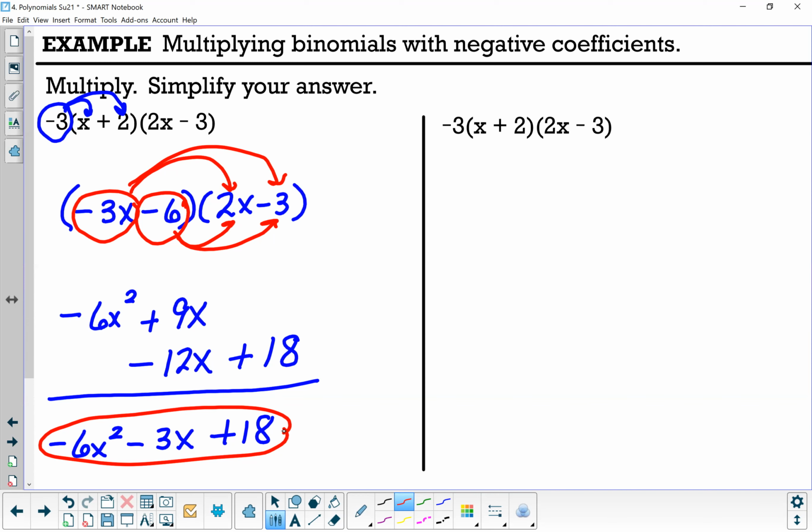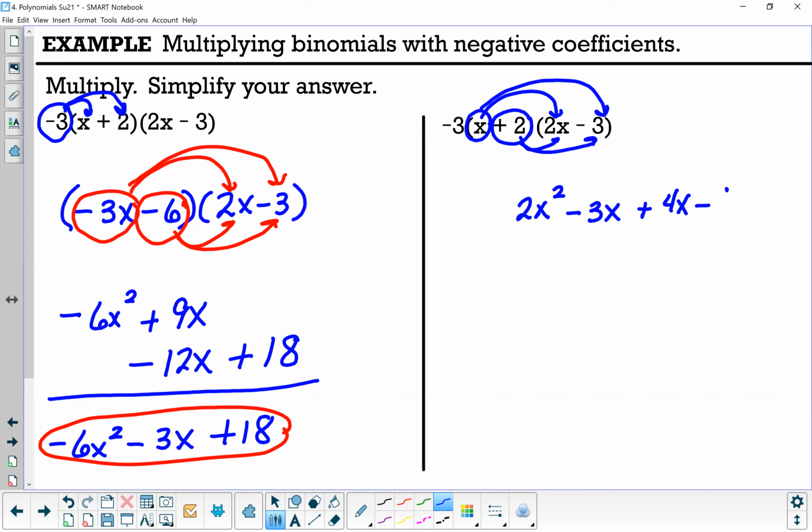Okay, this time I'm going to redo this question and instead of multiplying the -3 and the x plus 2 first, I'm going to choose to multiply the x plus 2 to the 2x minus 3 first. So that means I'm going to begin with distributing the x to the 2x and to the minus 3. So that's going to give me 2x squared minus 3x, and then distribute the plus 2 to the 2x and to the minus 3. So that gives me plus 4x minus 6.